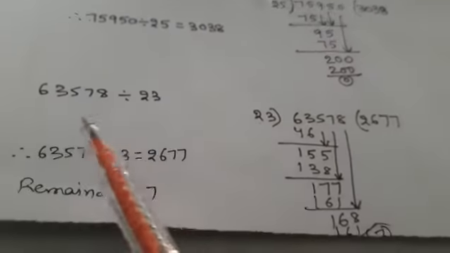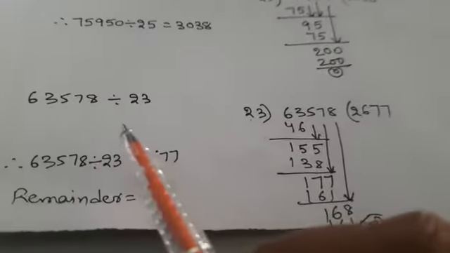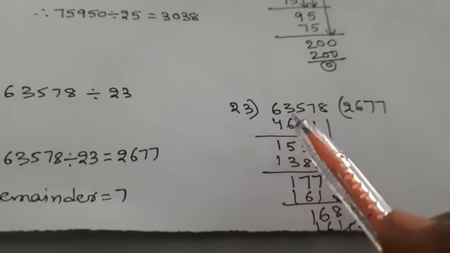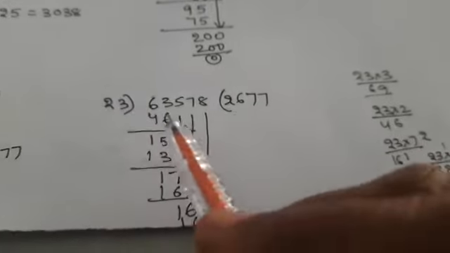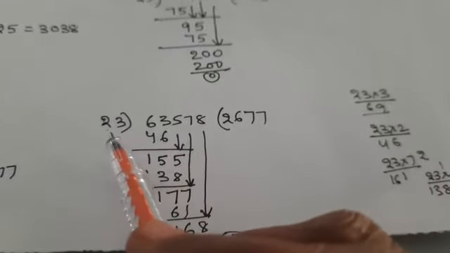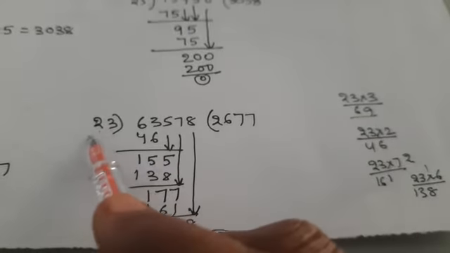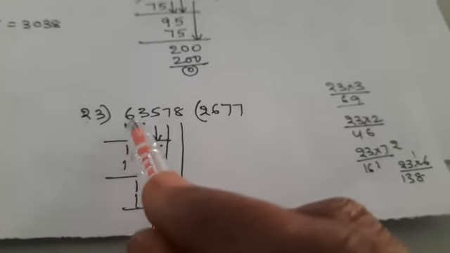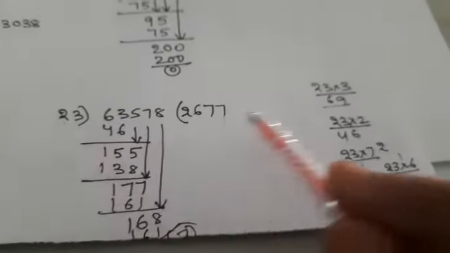And next, another 2-digit number division. Here the divisor is 23 and the dividend is 63,578. See here 23, how can you check how many times it will go? You have to estimate it. You take the 2 table. 2 1s are 2, 2 2s are 4, 2 3s are 6. So you got 6 here. So check whether it will go 3 times.